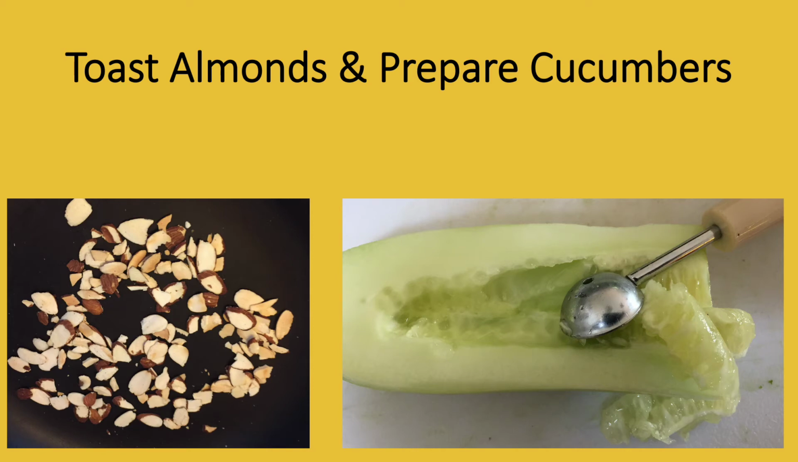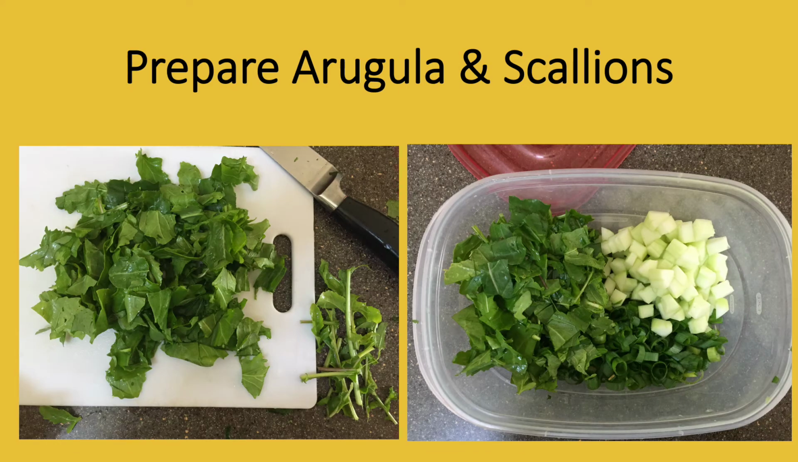While the bulgur is cooking, I toast sliced almonds in a dry skillet and remove the seeds from cucumbers. A melon baller works well for that task. I remove thick stems from the arugula. You could use other sturdy greens if you prefer.